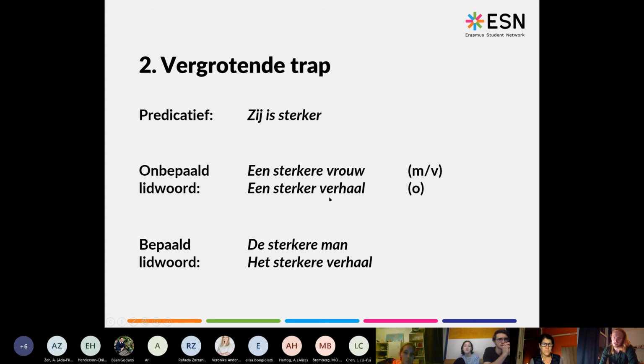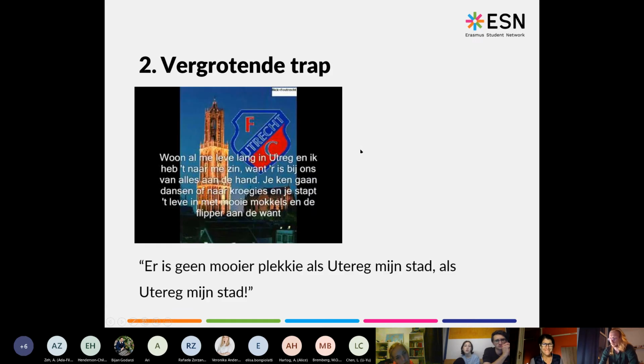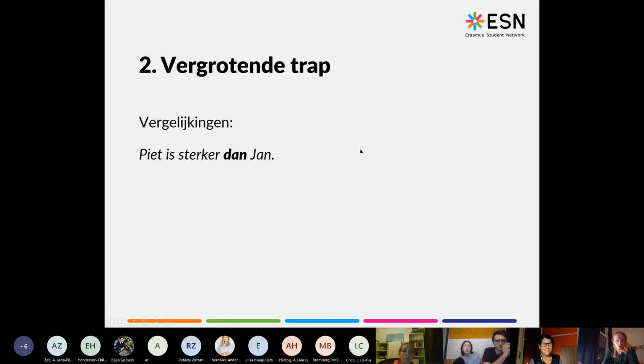If it's a het word, you don't add the E here. So it's just a stronger story, a taller story. If it's a de or het, then it's always with an E, right? De sterkere man, het sterkere verhaal. The stronger man, the taller story. Again, pay attention to the spelling. Groot becomes groter. You again drop the O. Snel becomes sneller. You know this. And how do you use this?